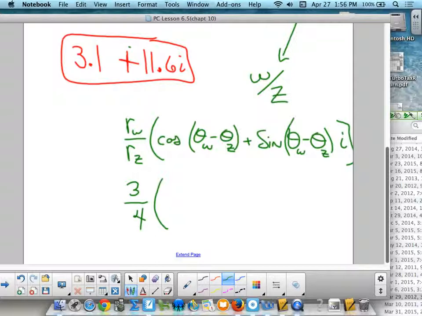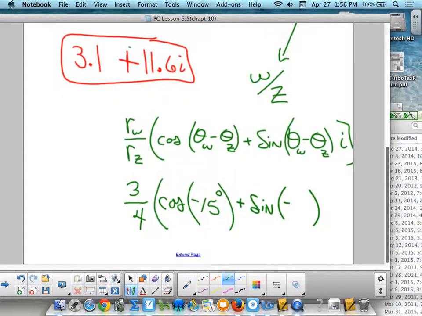3/4 times cosine of 30 minus 45, which is negative 15 degrees, plus sine of negative 15 degrees, i. That's all it is. Again, I could do the distribution, but if I did that, I'd be going back to rectangular form, and I don't think they want that. They never said they wanted that, so don't do it.